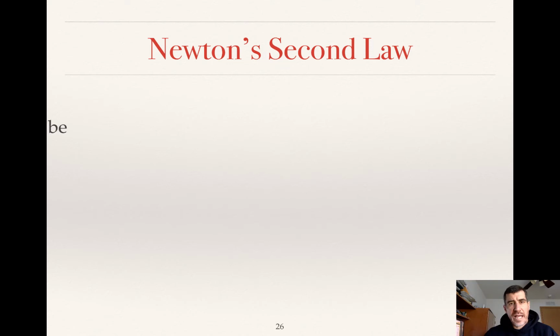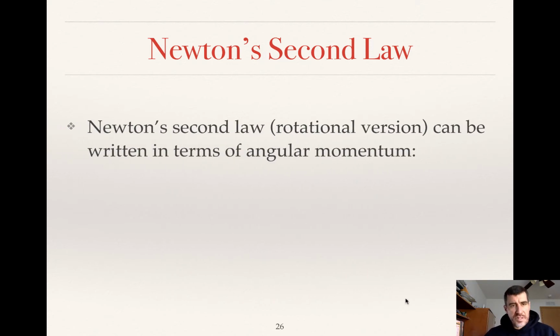So now that we have angular momentum, we can write yet another version of Newton's second law, the rotational version, and we can do this in terms of angular momentum. Hopefully there shouldn't be any surprises here. If you take the sum of all the external torques on a system, that's going to equal the time derivative of the total angular momentum of the system. So this should hopefully look quite similar to what we had for linear motion, right? We had the sum of all the external forces was dp/dt. In the rotational version, we replace force with torque and linear momentum with angular momentum.